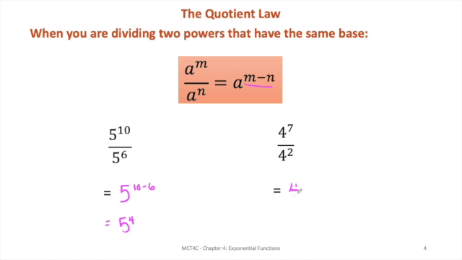Okay, base 4, and then 7 minus 2, which is your exponents, so you should get 4 to the 5. Okay, again, you don't need to evaluate them.